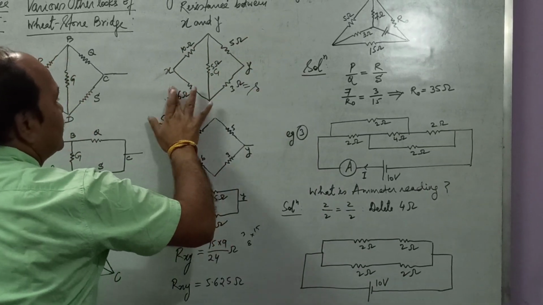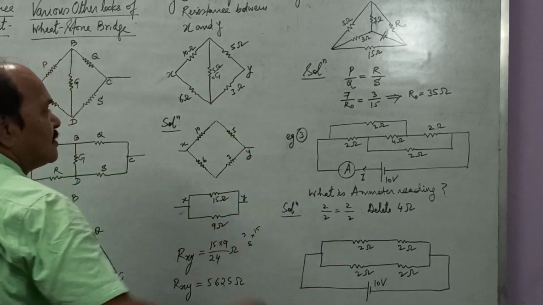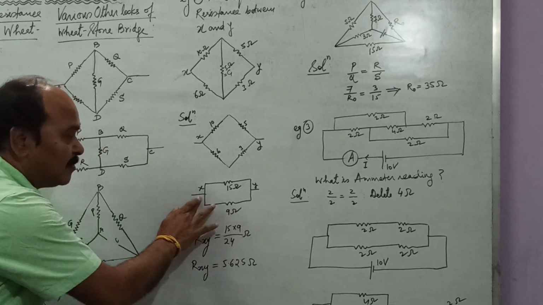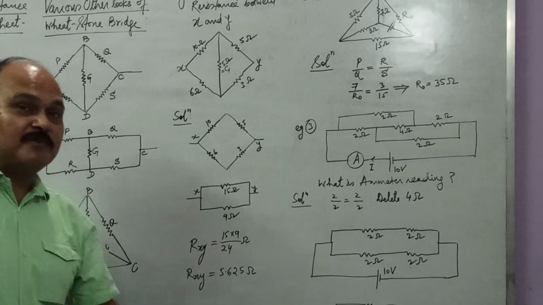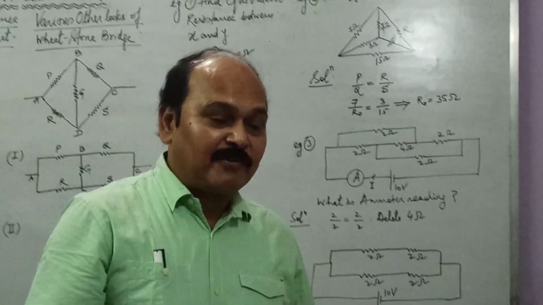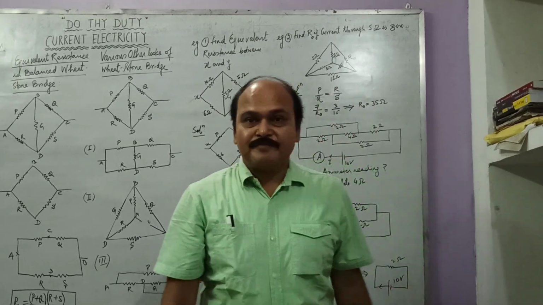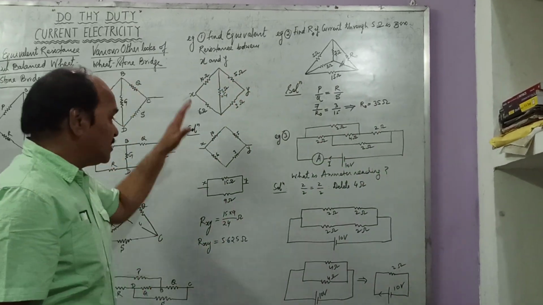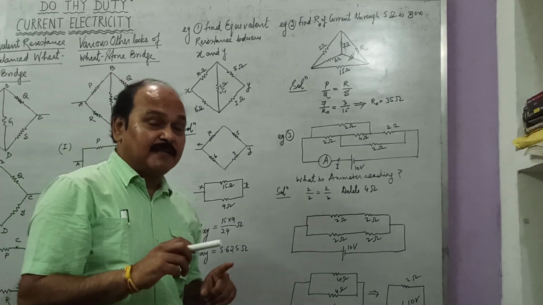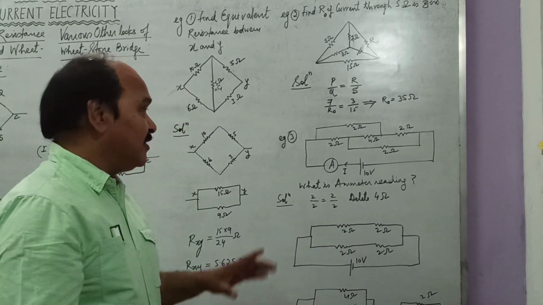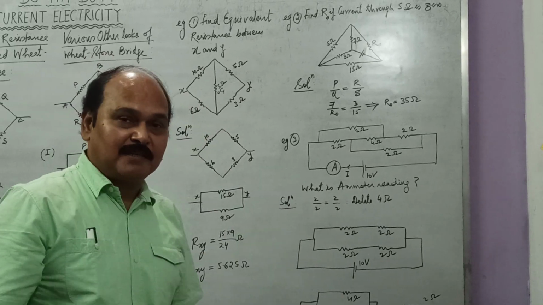This was P, this is Q, this was R, and this is S. So the solution to this question lies in your ability to identify whether it is a Wheatstone bridge or not. And once you identify yes, it is a Wheatstone bridge, you have to check whether it is balanced or not. If it is balanced, then you can simplify it. If it is not balanced, then we have to use Kirchhoff law to find out its equivalent resistance. We cannot find it the way it has been explained here.